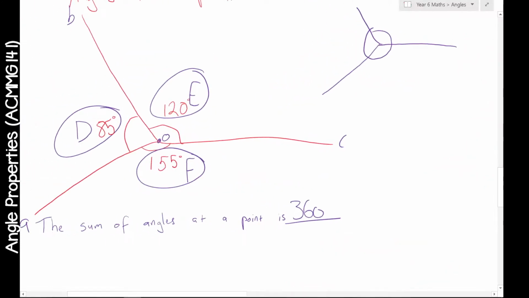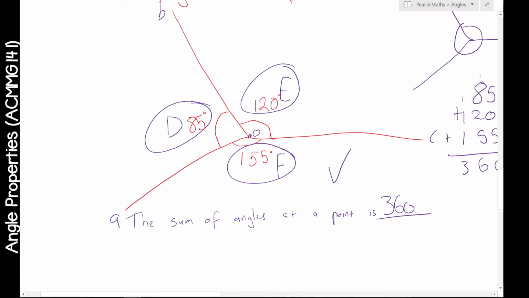So let's do it. So we got D was 85, plus E was 120, plus F was 155. Add them all together. So 5 plus 0 plus 5 is 10. 8 and 1 is 9, 9 and 2 is 11, 11 and 5 is 16, 16. And then 1 plus 1 plus 1 is 3, so the answer is 360. The answer is 360, so we know that it was correct, because all of the angles added together that meet at one spot, one point, they have to equal 360 because it makes a circle, all of the angles put together.